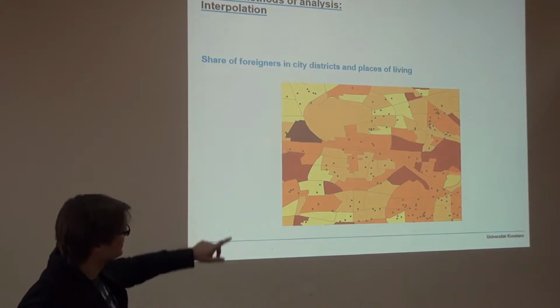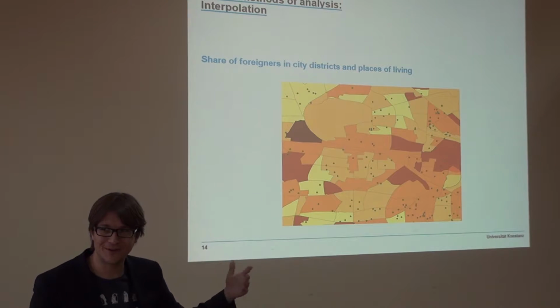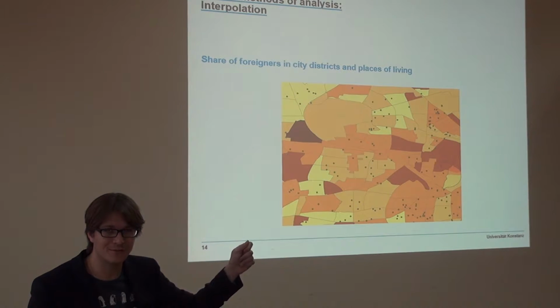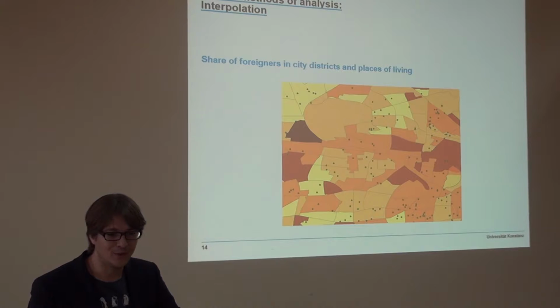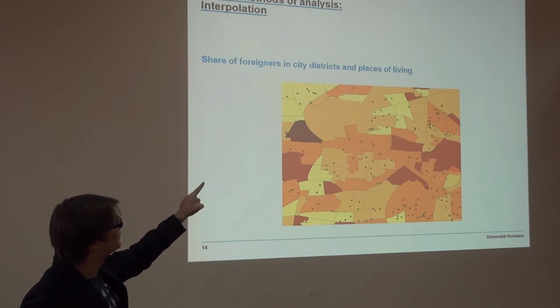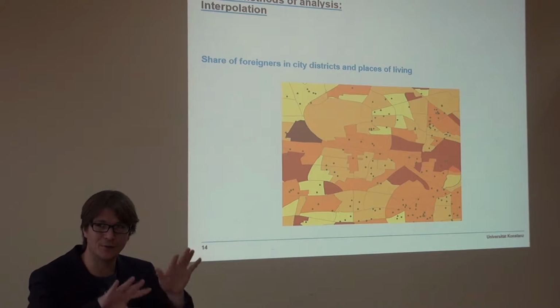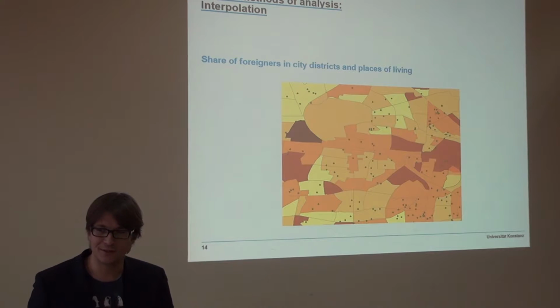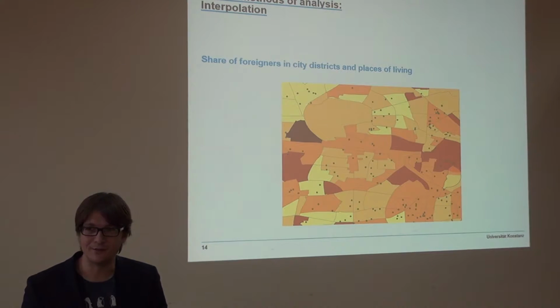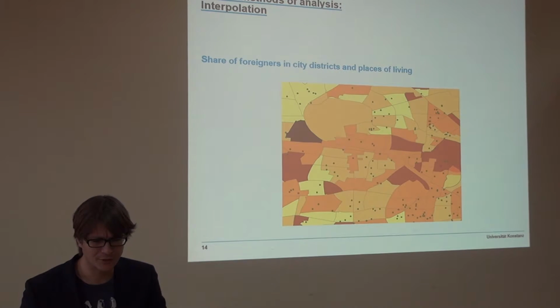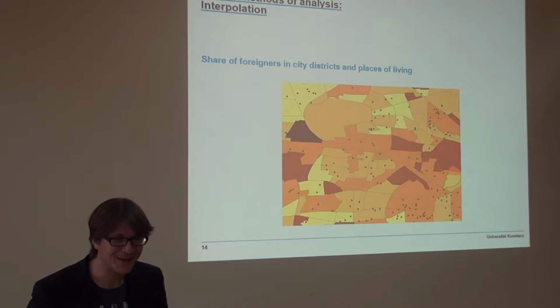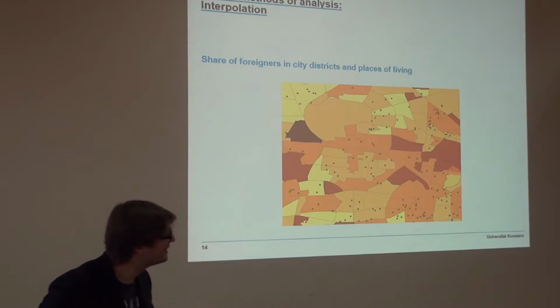So all the different points are these experimental units, these houses or flats, and all these areal units are neighborhoods in Munich. The share of foreigners in city districts is encoded in the different colors. The darker the color is, the more foreigners are living in this area. I don't know the results. I think there was no correlation, but it doesn't matter. It's just to make the point.